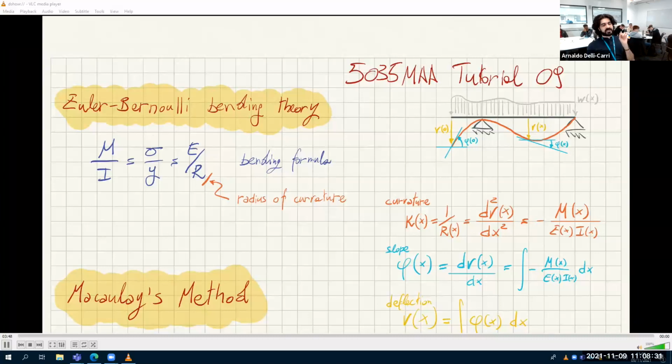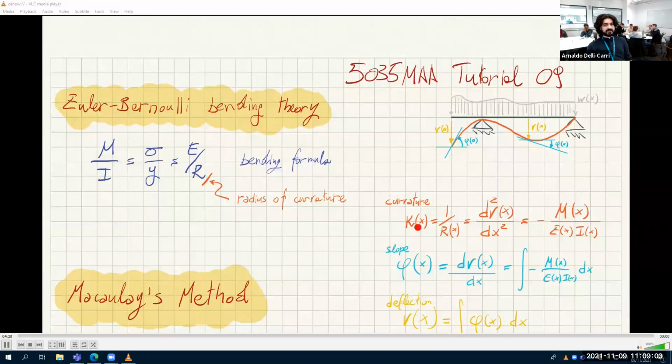Now, the curvature is defined as the inverse of the radius of curvature. So 1 over R, if you have a circle, the curvature of that circle is 1 over its radius. That's it. And this R that appears here in the bending formula is exactly the radius of curvature. So you see that sigma, that M over I, is also the Young's modulus times the curvature, or divided by the radius of curvature.